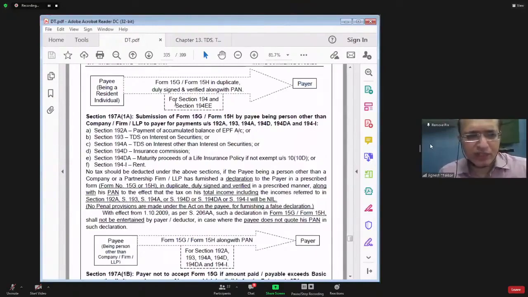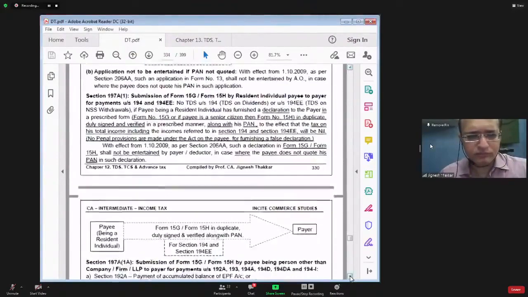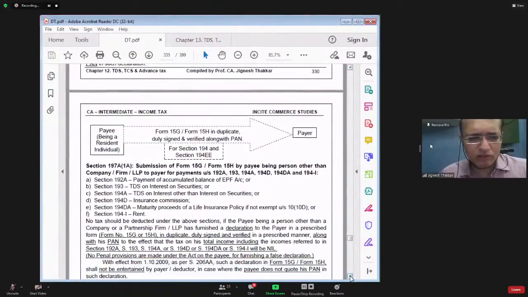Such kind of facility is available for section 194 dividend, 194EE payment from NSS, 192A, 193, 194A, 194D, and 194I. Such kind of facility is available for these sections. So the payee can submit form number 15G or form number 15H to the payer along with the PAN number. The moment the payer receives this, he will stop deducting TDS. Is that very, very clear? Yes or no?